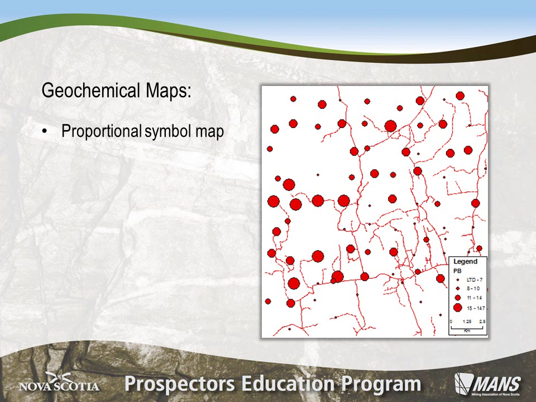Geochemical data can also be presented as proportional symbols based on a series of intervals. The image shows a proportional symbol map. Symbol size represents the concentration, with the higher values shown as larger symbols.